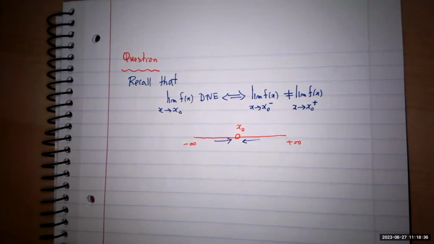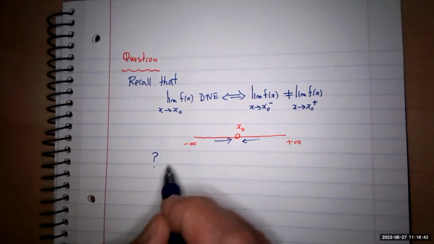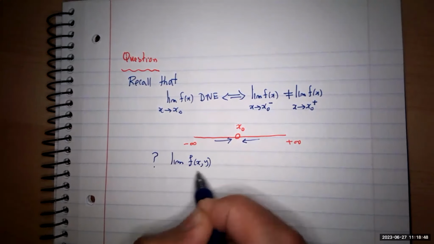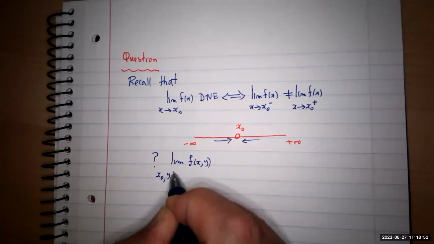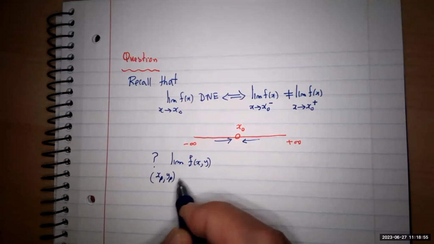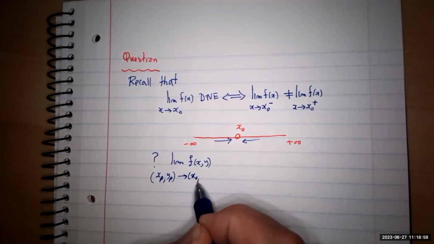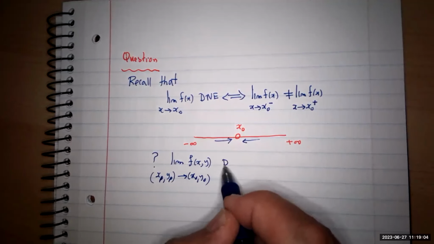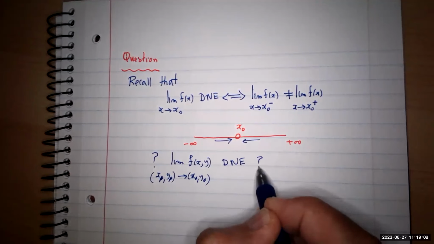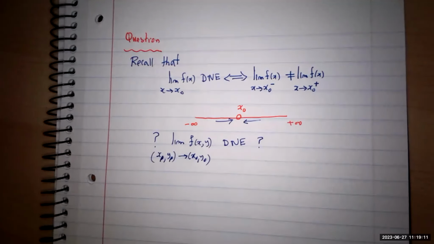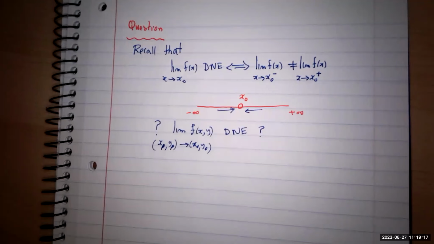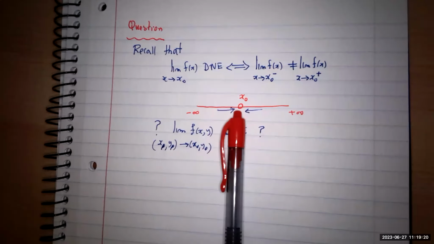So the question is, are you going to have something similar for a function of two variables, f of x, y, when x and y go to x0, y0? If you want to prove that this limit does not exist, what would be the similar theorem that you can have over here?